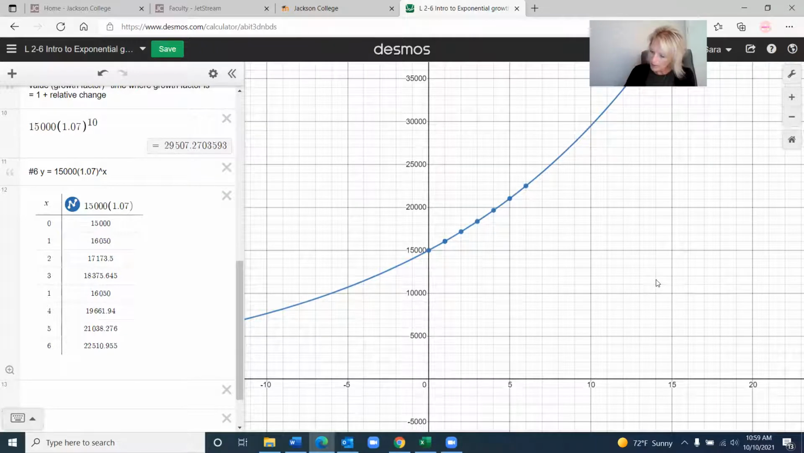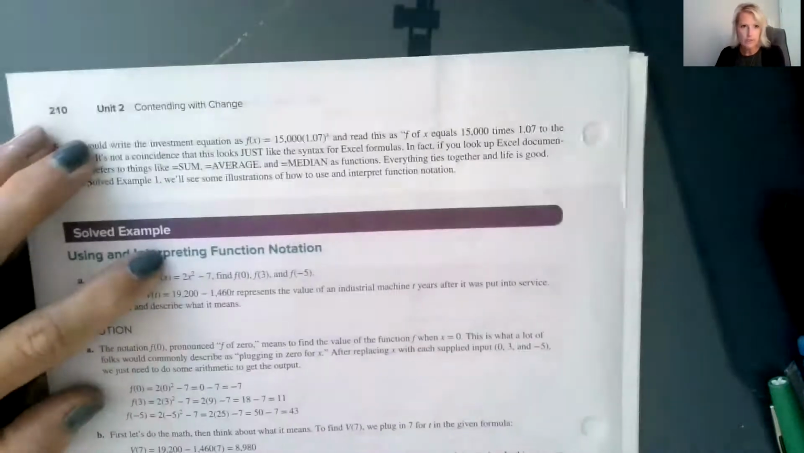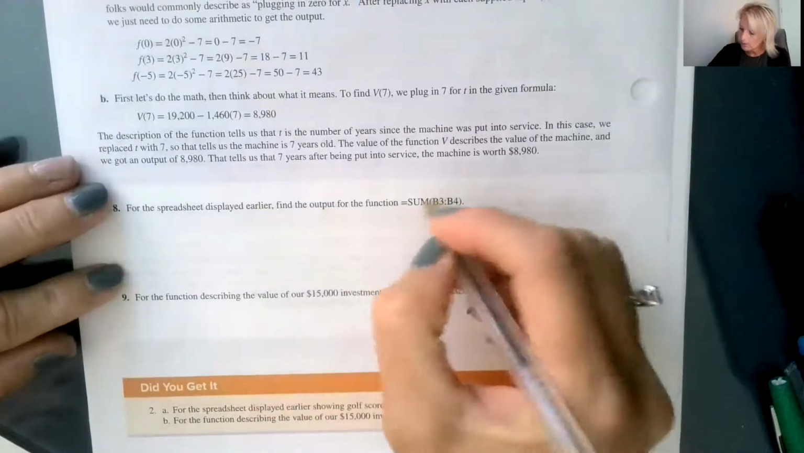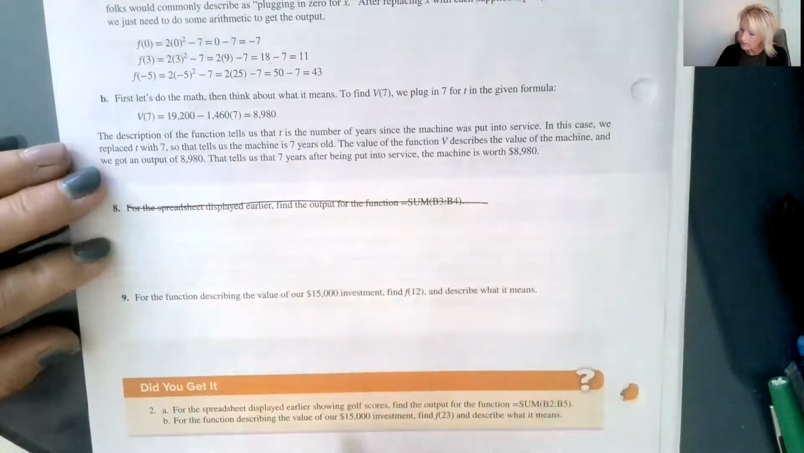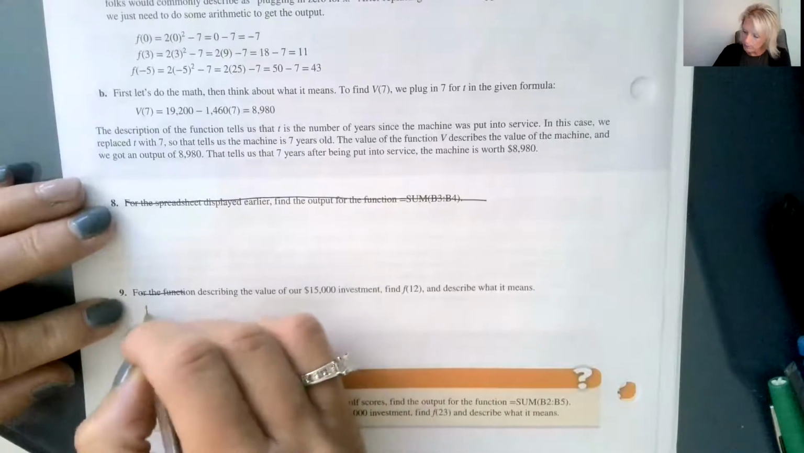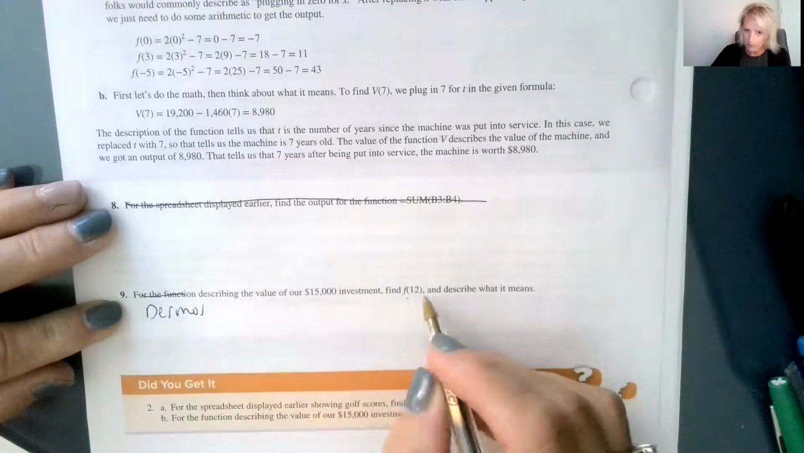Okay, so let's go ahead and flip over to page 210, number 8. And we're going to use everything we've come up with here in Desmos to answer some questions. So we're on page 210, number 8. It says, for the spreadsheet displayed earlier, find the amount for the function. So we do not need this because we are not using a spreadsheet. But we can answer number 9 for the function described. So using Desmos, describing the value of our 15,000 investment, find f of 12.